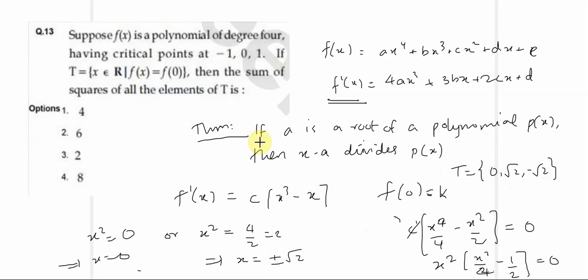So now we are asked the sum of squares of all elements of T. So that is 0 square, which is 0 itself, plus root 2 square, that is 2, and minus root 2 square, that is also 2. So this is the answer.